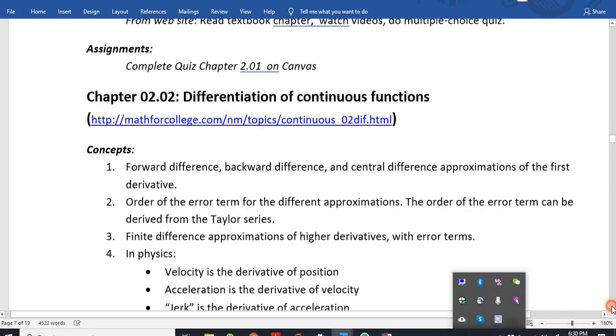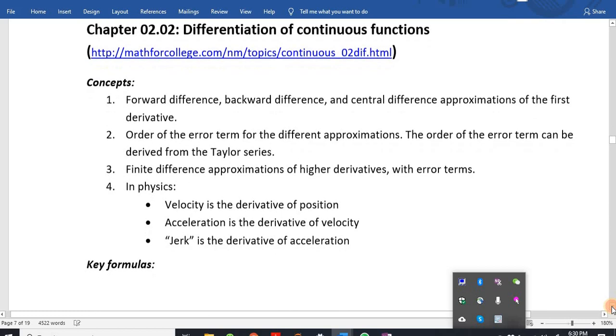Then here we start talking about numerical. There are different ways of approximating a derivative: something called forward difference, backward difference, and center difference. They give different results, and some are more accurate than others. You have error terms for them.